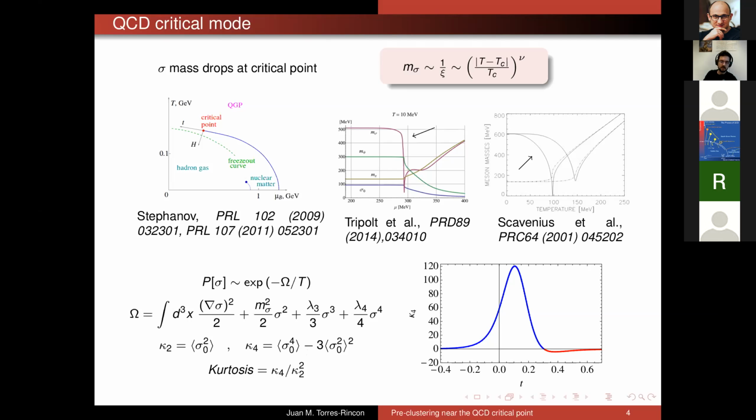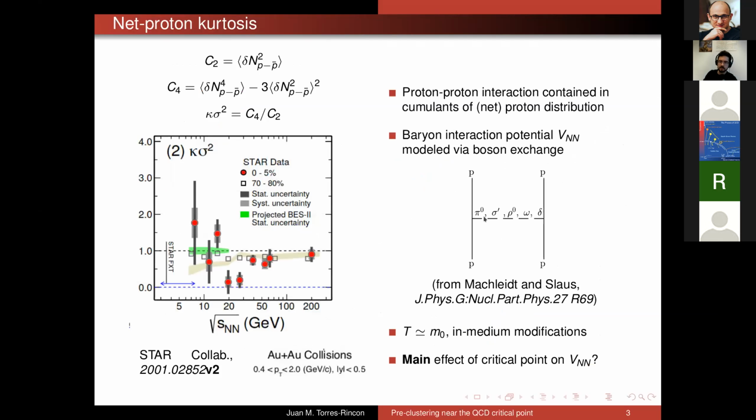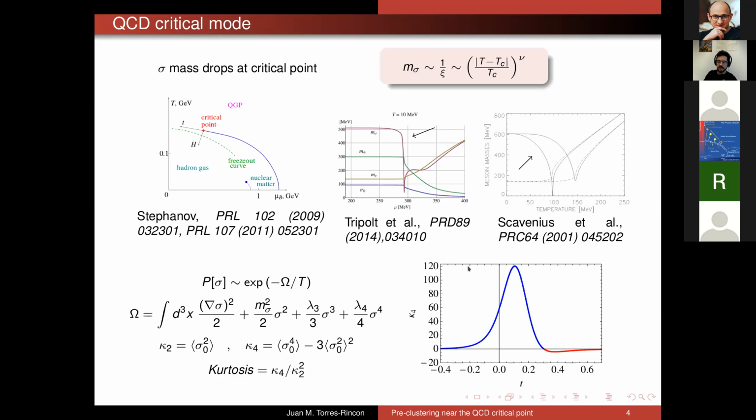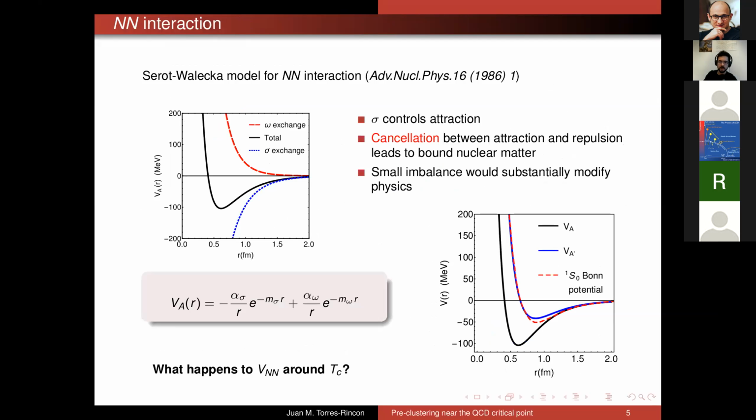In fact, that was one of the motivations, or the main motivation, to look for the kurtosis of net protons. Because as I told you already in the last slide, this sigma is precisely coupled to protons. So this kurtosis of a sigma field will translate into kurtosis of net protons. So now what happens when you take the two effects, like this mass dropping of the sigma close to the critical point, and then you combine it with the nucleon-nucleon interaction?